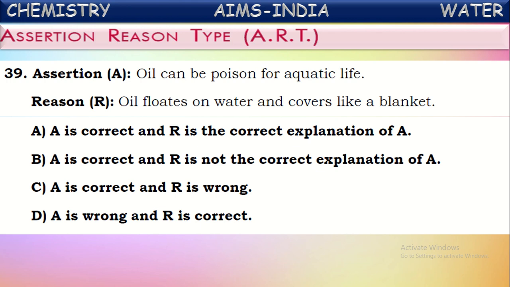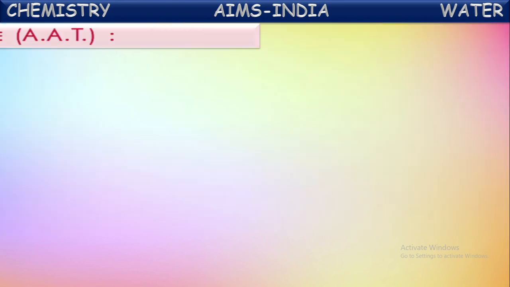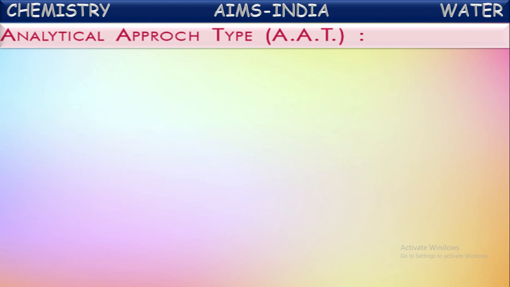So in that way, this overflown oil will act as a poison for this aquatic life. So both are correct and R is the correct reason for that. So this will be the correct answer. Okay, next one. Analytical approach type questions.